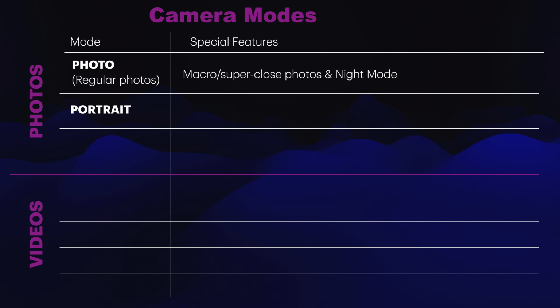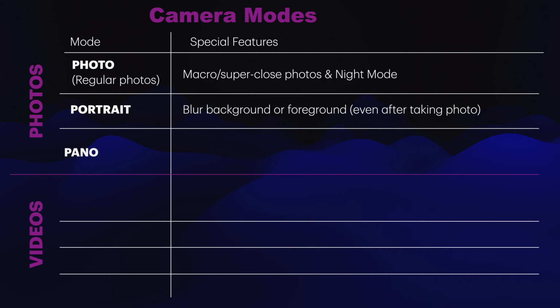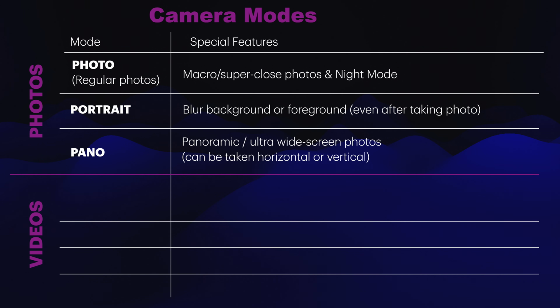The next mode we reviewed was portrait mode, and this is how you take those photos where you can go in and blur the background or the foreground even after you take the photo. Then there's the pano mode. That's the panoramic mode where you can take ultra-wide shots. And remember, you can take them from side to side or up and down.